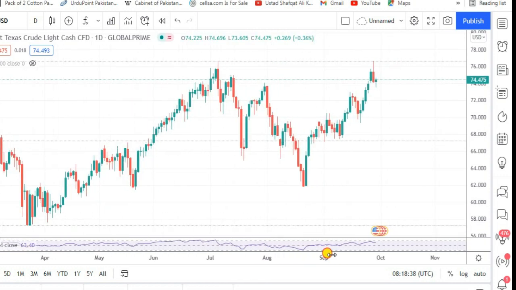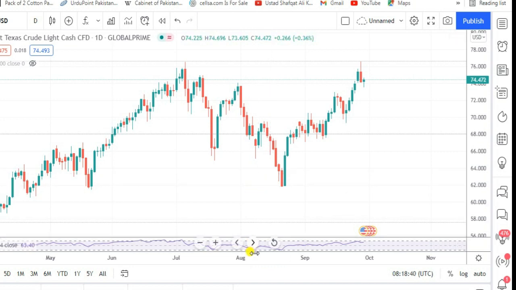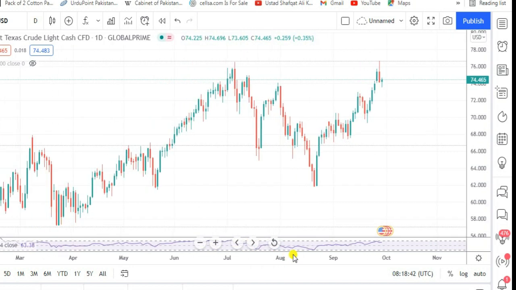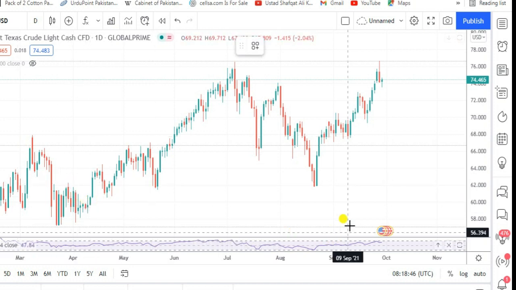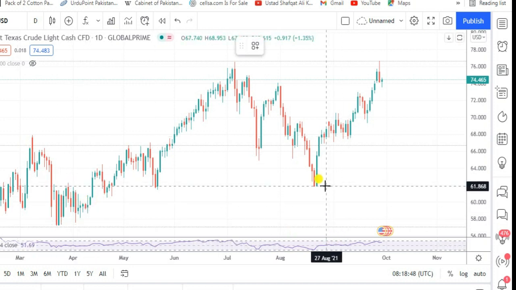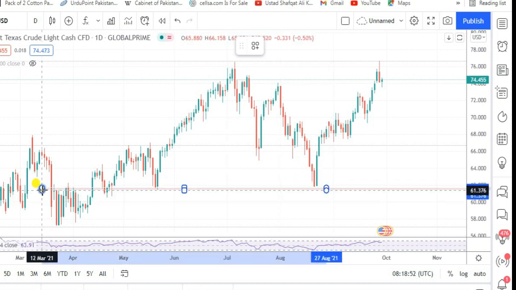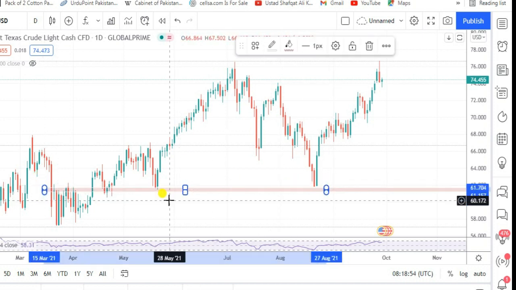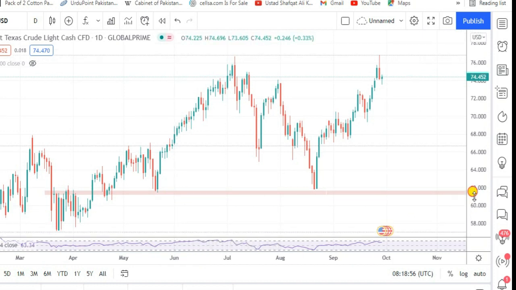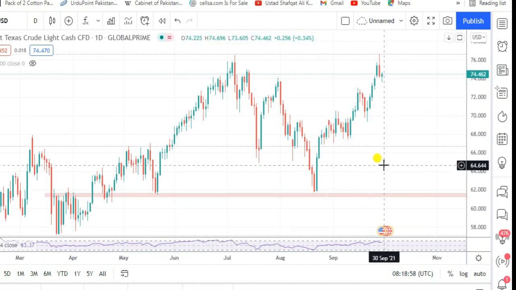So on a daily perspective, there are a few levels which you guys have to watch carefully. Firstly, I have drawn this $62 level, and I have drawn it very perfectly. It's a major level, so whenever the market comes to this area, you guys have to keep it in your mind.